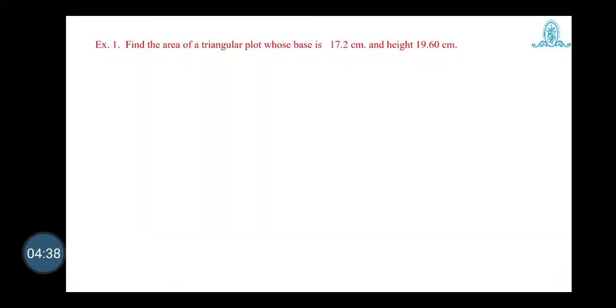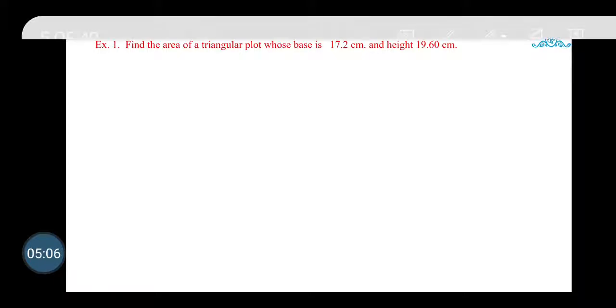The first one is, find the area of a triangular plot whose base is 17.2 centimeter and height is 19.60 centimeter. In this example, base as well as height is given, so we can calculate the area. The plot is in triangular form. So how do we find the area of a triangle? By using the formula half base into height.